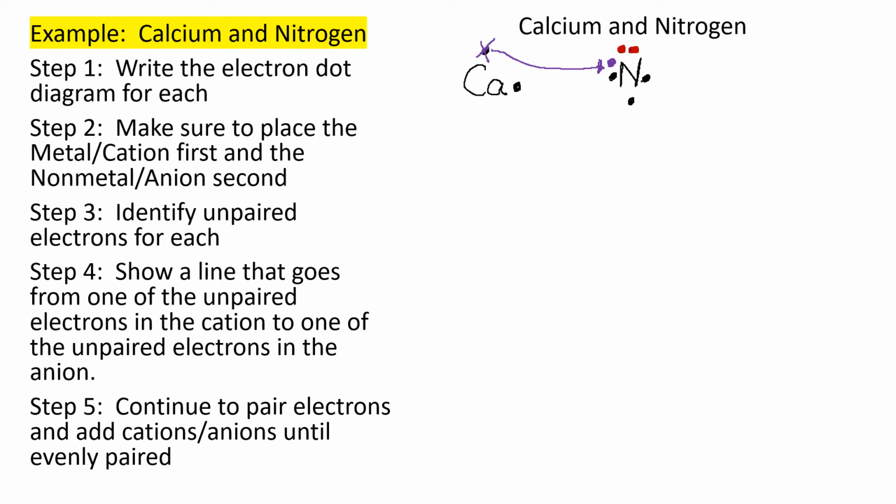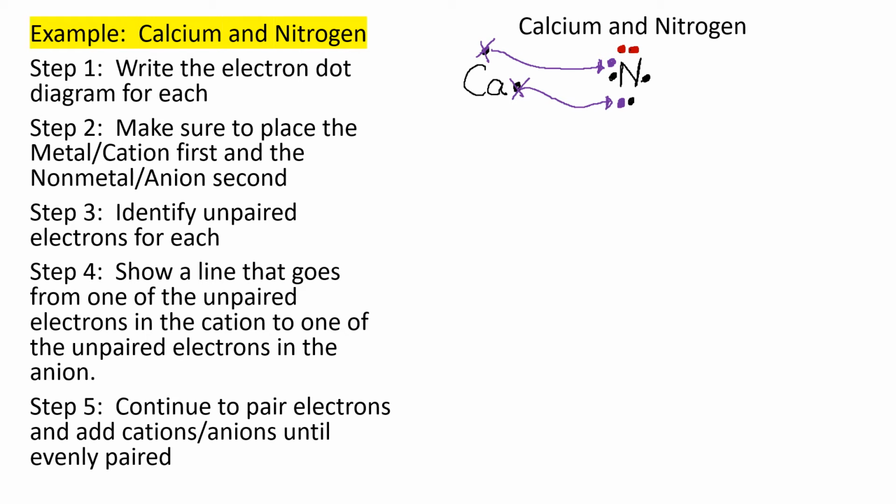According to this, it says continue to pair those electrons and add cations or anions until evenly paired. So we paired this one, and we're going to continue until they're evenly paired. Here we go, we're going to bring it over here. So that one's no longer there. But here's a problem. We got rid of all the electrons that are unpaired in calcium, but if you notice, nitrogen has that one electron that's unpaired, and we can't let that happen.